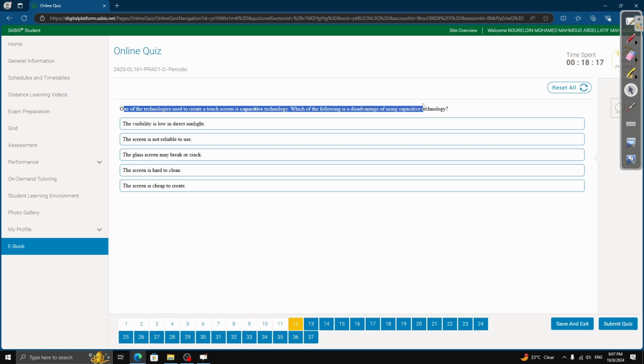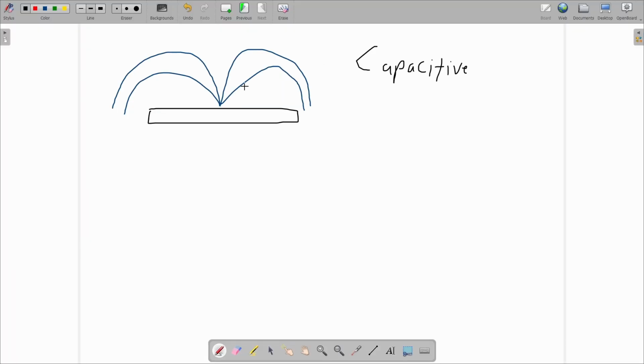One of the technologies used to create a touchscreen is capacitive technology. Which of the following is a disadvantage of using capacitive technology? How capacitive touchscreens usually work is they emit an electric field. And once this electric field is interrupted by usually the user's finger, this will cause an interruption in the field. And due to this interruption, this will register a tap. The important thing to note about this is it usually mainly consists of glass.